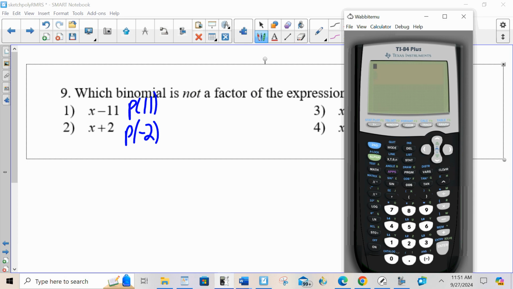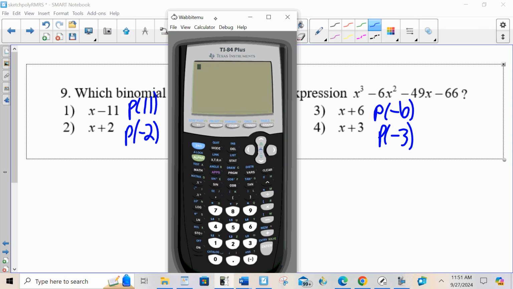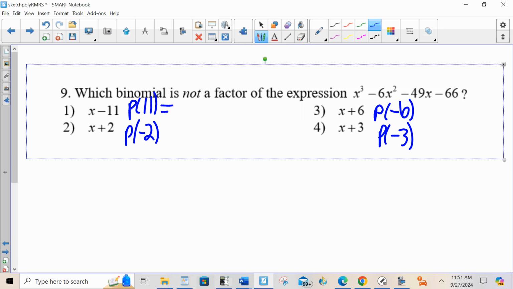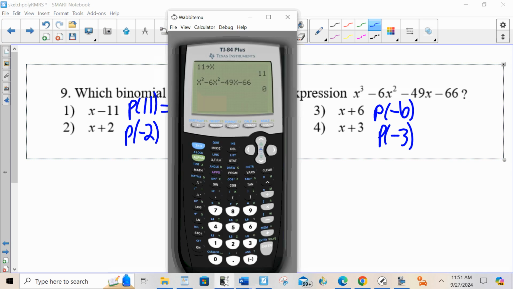So I'm going to do this one with storing. It's much easier. Whatever I'm substituting in, that's what I'm going to store. I'm going to store 11 as x. Then I just type in x cubed minus 6x squared minus 49x minus 66. And I get 0. So that one is a factor because the remainder is 0. It says which one's not a factor. Either way, I like to go through all 4 choices.